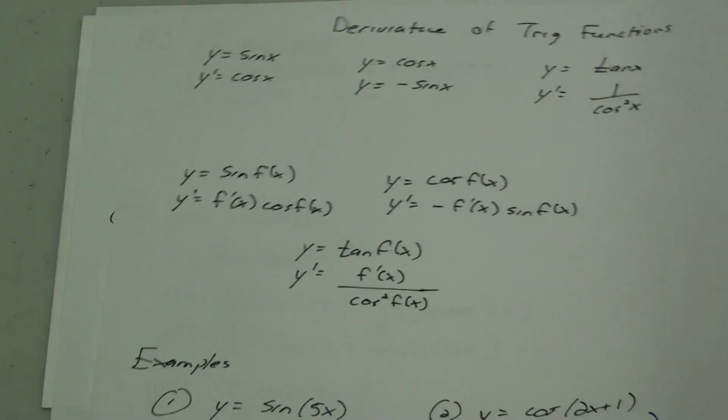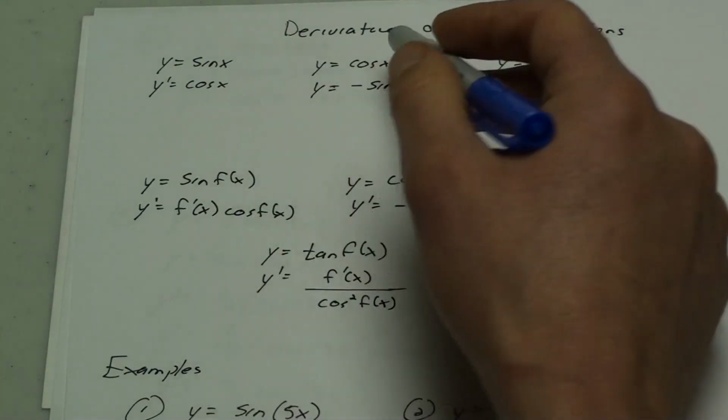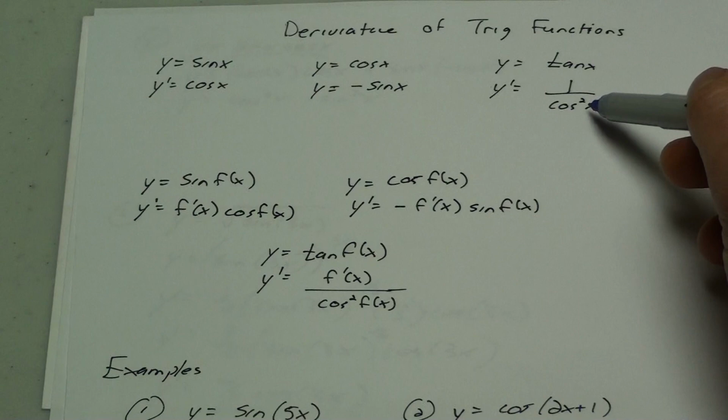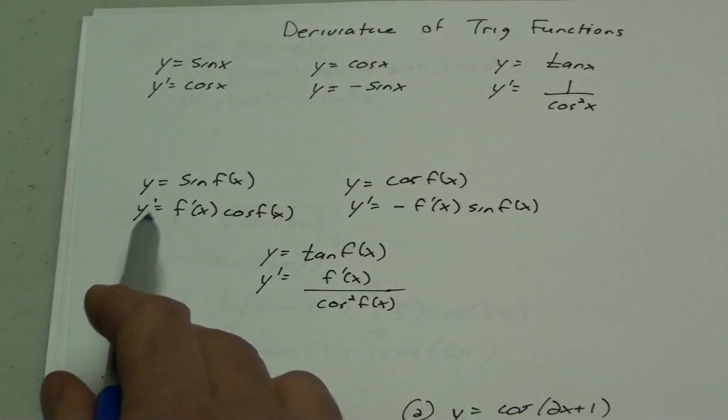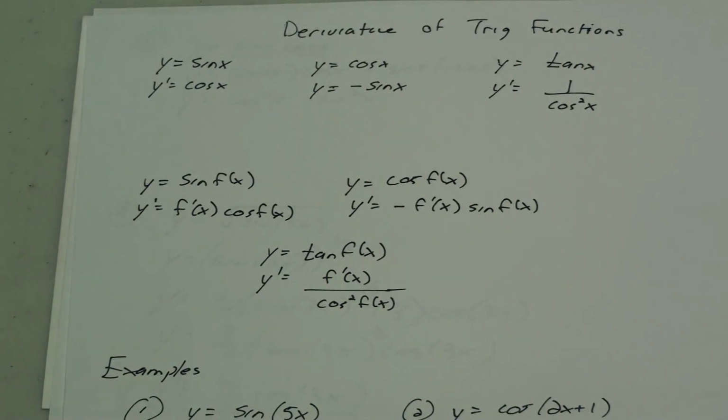Okay, so those are some derivatives of trig functions. Sine becomes cos, cos becomes negative sine, tan becomes 1 over cos squared. If your angle is some sort of function itself, you have to take the derivative of that angle and multiply it in front. Thank you very much.